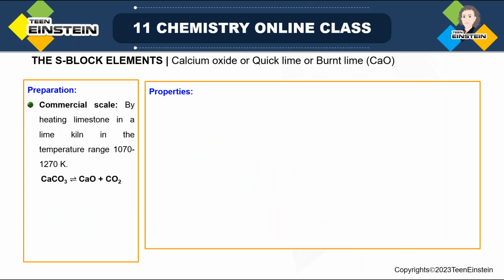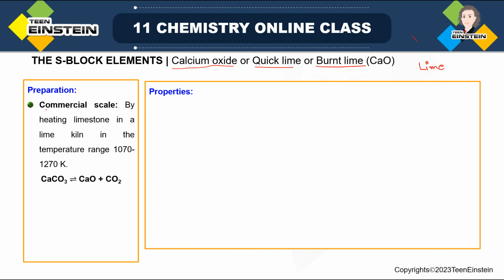Next we will go to a calcium compound, calcium oxide. This is the actual name, but it is also known as quicklime, or sometimes we simply call it lime or burnt lime. So these are the different names we use.